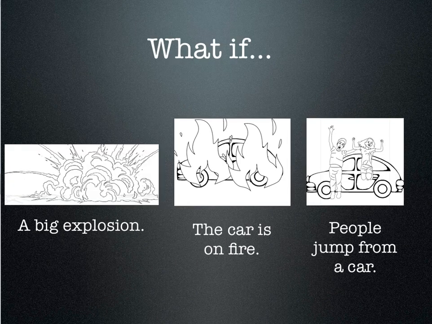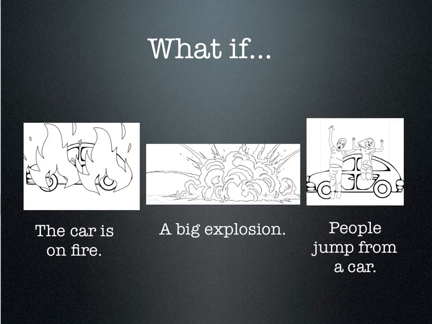But what if we did it this way? A big explosion, a car on fire, and then people jumping from the car. Well, in that way, we would assume that the explosion caused the car to be on fire, and then people were jumping from it because it was on fire. Or what if it was on fire, and then there was a big explosion, and then people were jumping from a car? In that case, we might assume that the car on fire caused the explosion, and then people were jumping from a different car, because clearly that car is not blown up, that was maybe going to be on fire or was affected by the explosion somehow.